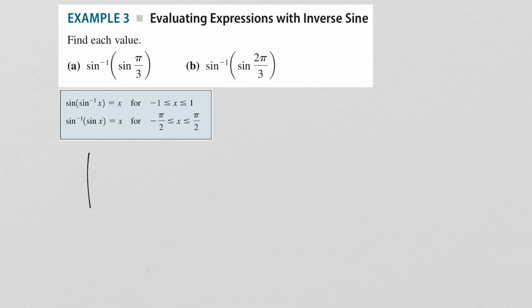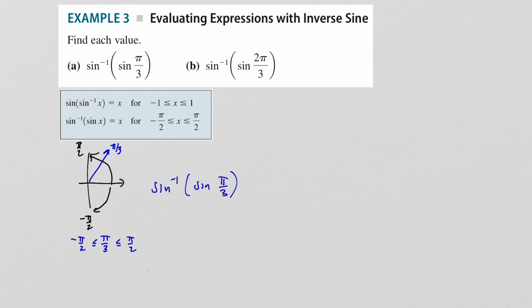So keep in mind that negative pi over 2 is this angle down here. Positive pi over 2 is this angle up here. And so pi over 3, of course, we know is right about here. It's in the first quadrant. And so indeed, pi over 3 is a value in between negative pi over 2 and positive pi over 2. Therefore, the inverse sine of the sine of pi over 3 is just going to equal pi over 3.